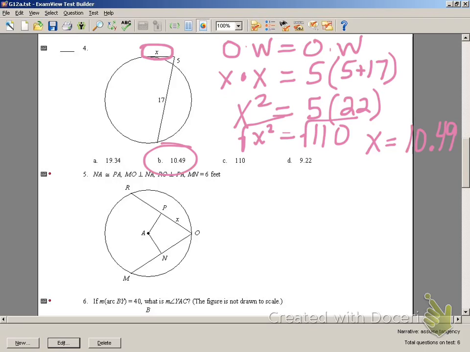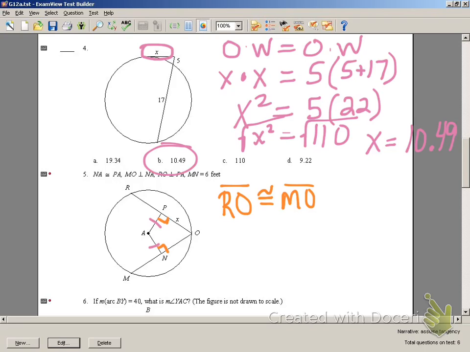Anyway, number 5. It's a little different, changing gears. Now, it tells us that NA is congruent to PA. That's important for us to know. Right there, by those two segments being congruent and knowing that MO is perpendicular to NA and RO is perpendicular to PA. So since those two segments are congruent and perpendicular, that means that I know RO is congruent to MO.